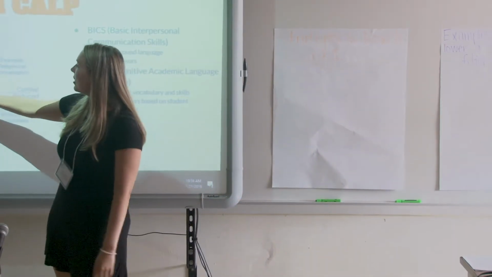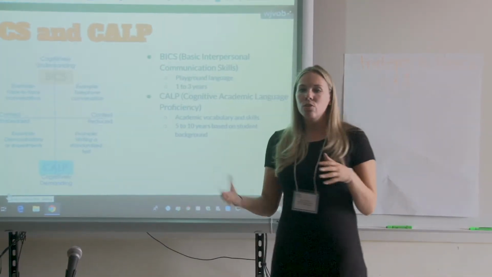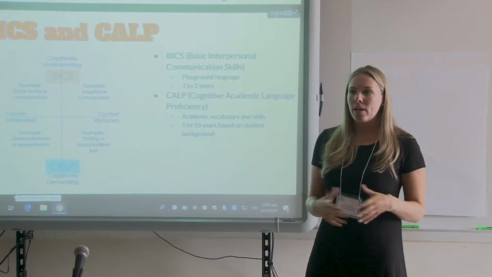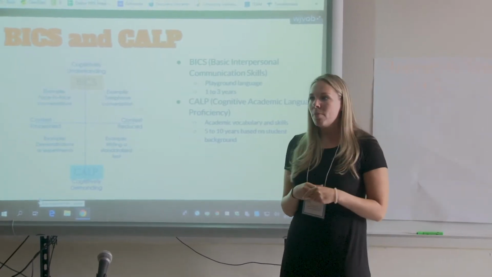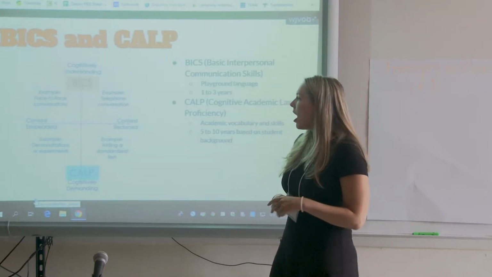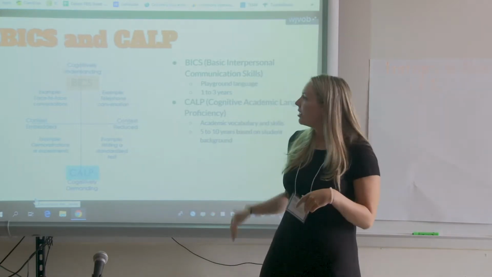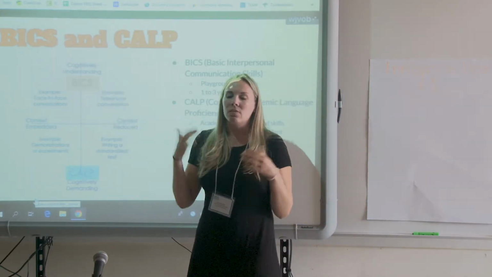So over here, we just have a little graphic to kind of show you. When there's a lot of context, this is where your BICS is, a lot of context, your face-to-face conversations. The students can really tell from your body language what's going on. There's a lot for them to really draw from, and that's where they pick up that really basic playground language, so to speak. Where they have a little less context is the telephone conversation, but there really isn't too much cognitive demand because it's very social.